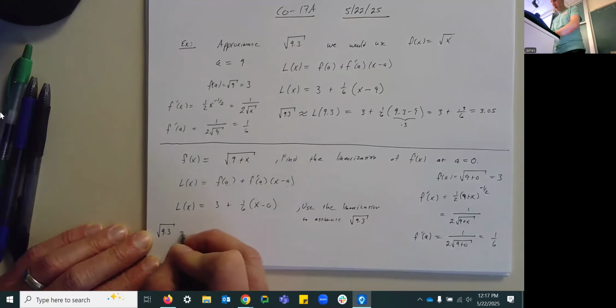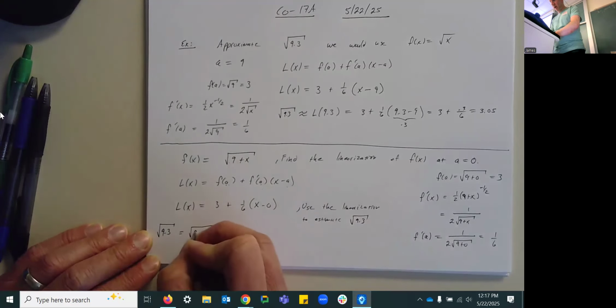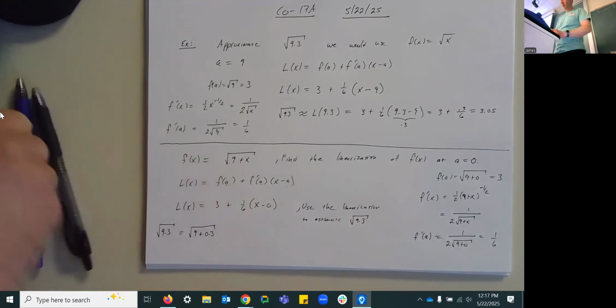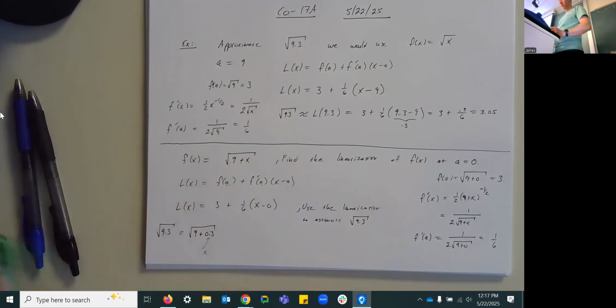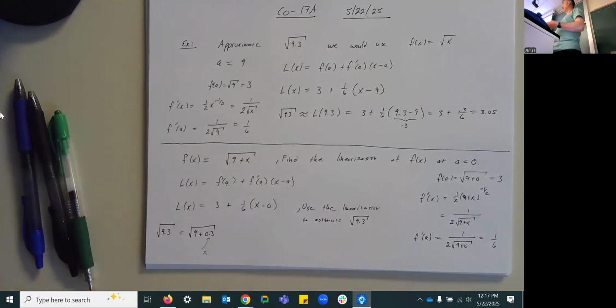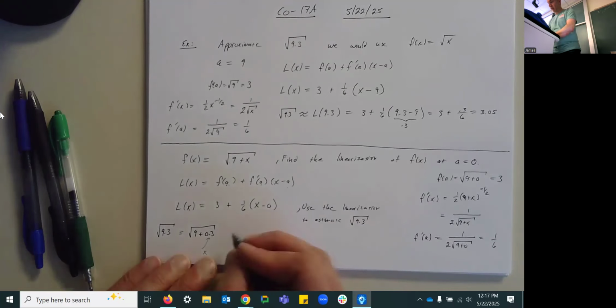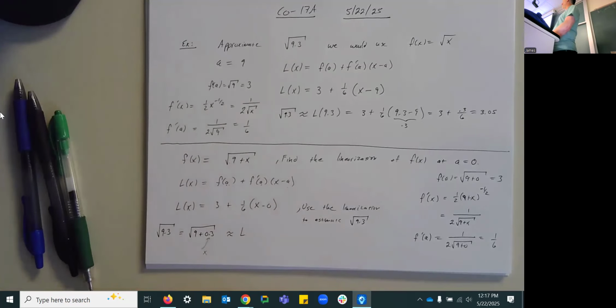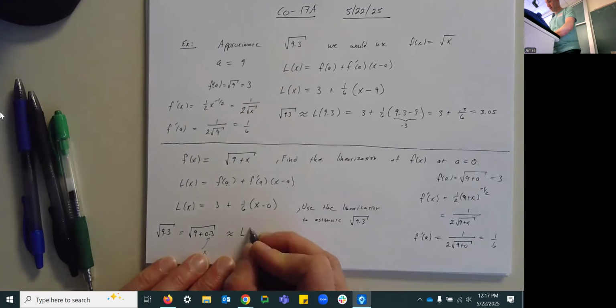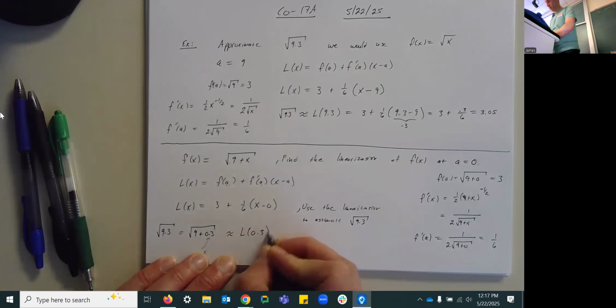So to estimate the square root of 9.3, if I wanted to be really explicit about it, I could write it as the square root of 9 plus 0.3 and say to myself, okay, that 0.3 is the x value that's going into my function. So that's the x value that's going to go into my linearization. So we're going to get that's approximately equal to L of what? Not L of 9.3, L of 0.3.